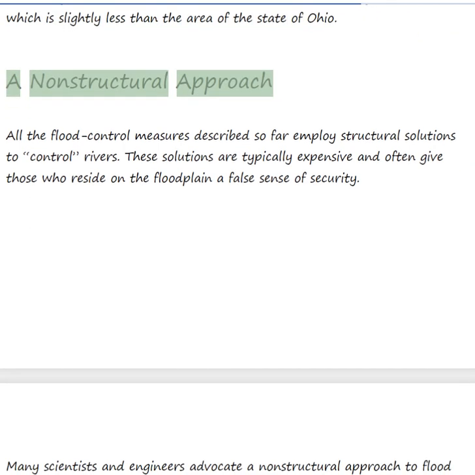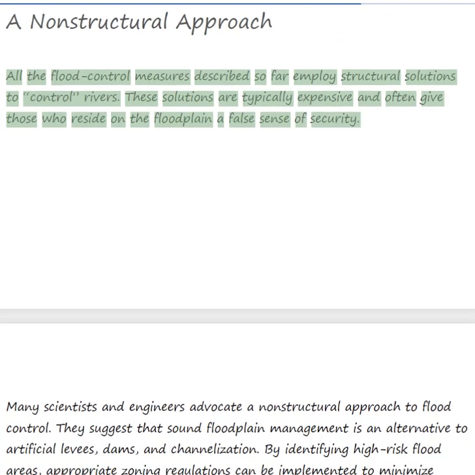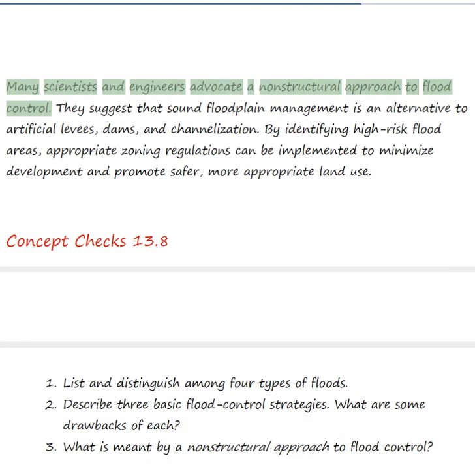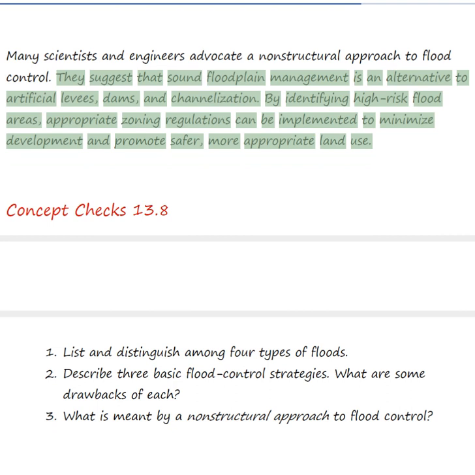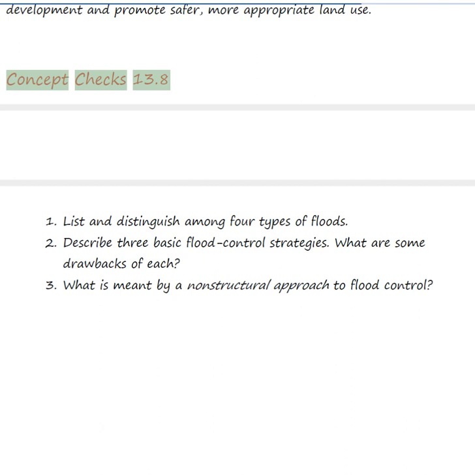A non-structural approach. All the flood control measures described so far employ structural solutions to control rivers. These solutions are typically expensive and often give those who reside on the floodplain a false sense of security. Many scientists and engineers advocate a non-structural approach to flood control. They suggest that sound floodplain management is an alternative to artificial levees, dams, and channelization. By identifying high-risk flood areas, appropriate zoning regulations can be implemented to minimize development and promote safer, more appropriate land use.